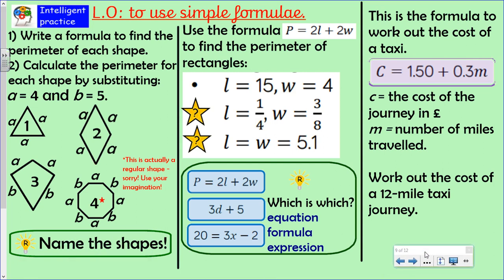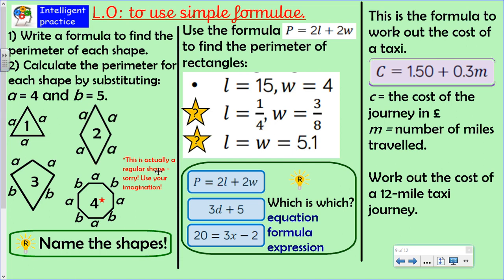So just to quickly talk you through. Here we've got: write a formula to find the perimeter of each shape. There are 4 shapes here. How could we write down a formula for the perimeter of each shape? So you need 4 answers there, please. Think about, for example, for shape 1, how many A's you have got.